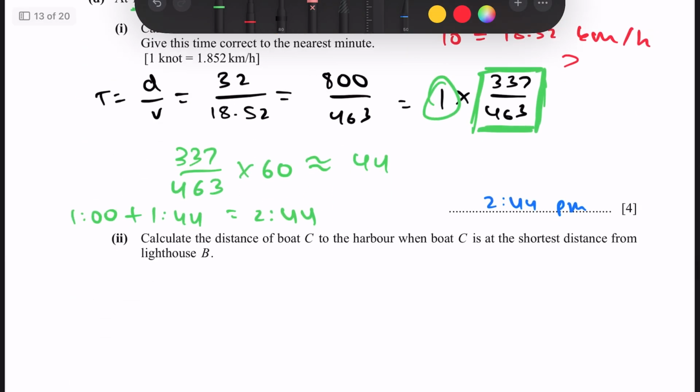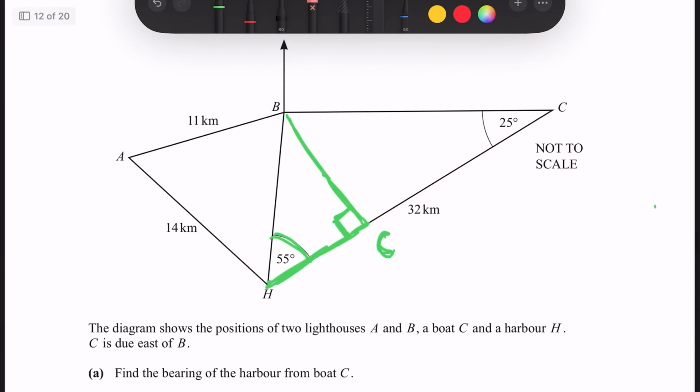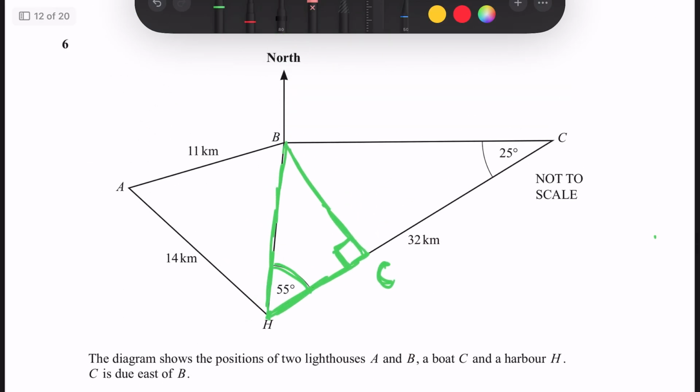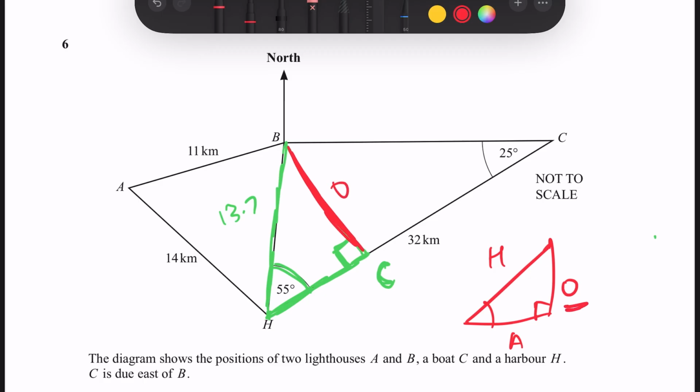So what does the question say? It says calculate the distance of boat C to the harbor when boat C is at the shortest distance from lighthouse B. As established in the previous question, BH is equal to 13.7 kilometers. This means that if we redraw this, I'll redraw it better, sorry. We have a right angle, a hypotenuse, our adjacent and our opposite. What we want is the distance from the boat to the harbor, so we want the opposite. And we have the hypotenuse already and the angle. So if we use SOHCAHTOA, what has O and H?